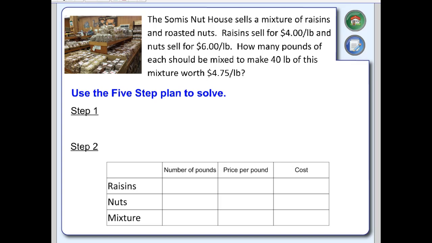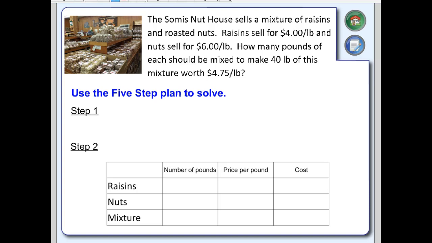It says the Somas Nut House sells a mixture of raisins and roasted nuts. Raisins sell for $4 a pound and nuts sell for $6 a pound. How many pounds of each should be mixed to make 40 pounds of a mixture worth $4.75? So it looks like we're going to Sprouts and we're going to the barrels and we're going to buy us some trail mix, but somebody made it. Okay, they made it before they put it in the barrel for us to buy.